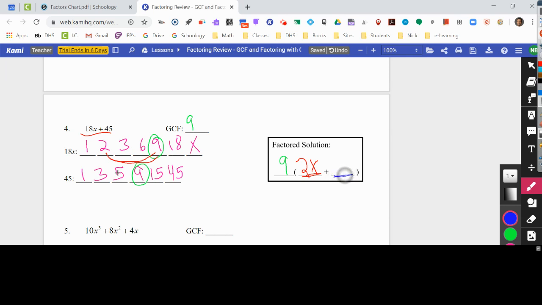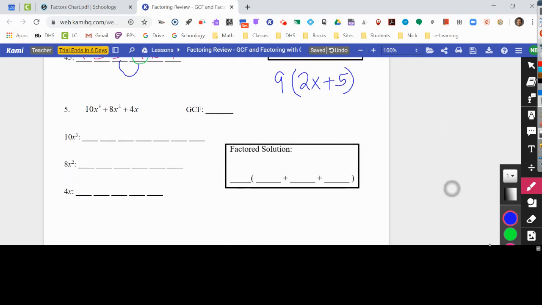And now I've got to get back to 45. But I'm taking out this 9, right? So who's 9's partner? The 5 is. So therefore my 5 needs to go back in here. All right, and that is my factored solution, right? So it's going to be 9 times 2x plus 5. I broke up this expression of 18x plus 45 into 9 times 2x plus 5. All right, I'm breaking the expression down.